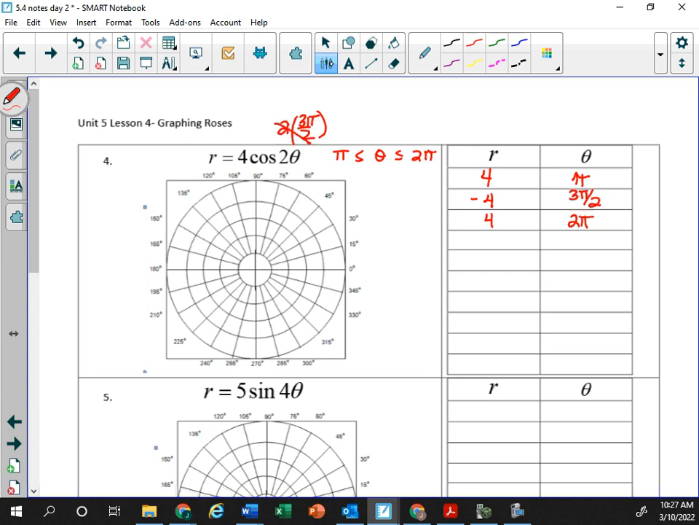So we want to plot these in order. So 4 pi, that's my first point over here on the left. Where is -4, 3 pi over 2? It's at the top, right? Here. That's your next point. And then where's 4, 2 pi? Over on the right. And we didn't pick any theta values that would give us the pole, but we know we have to go through the pole, right? Repeatedly. Okay, so I'm going to put that point in.